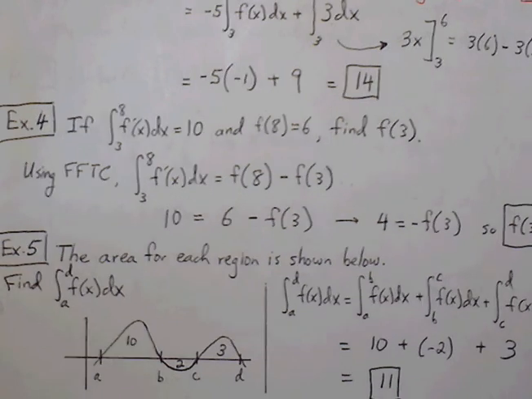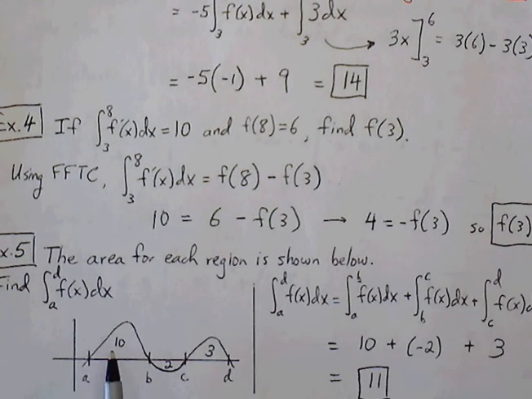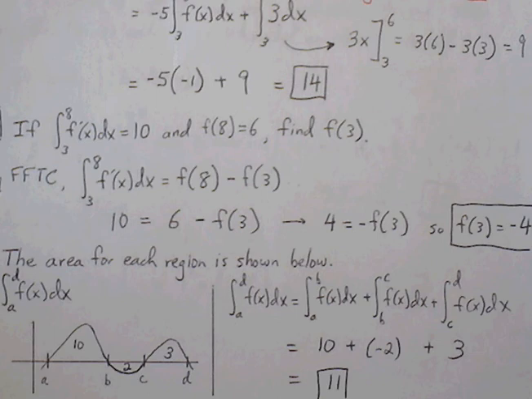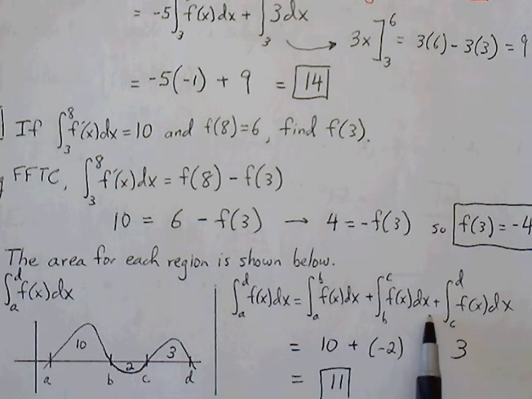Find the definite integral of f of x from a to d. We can simply set up using definite integral notation to begin. The definite integral from a to d of f of x is simply the definite integral from a to b plus the definite integral from b to c plus the definite integral from c to d. So we're just essentially adding these regions.